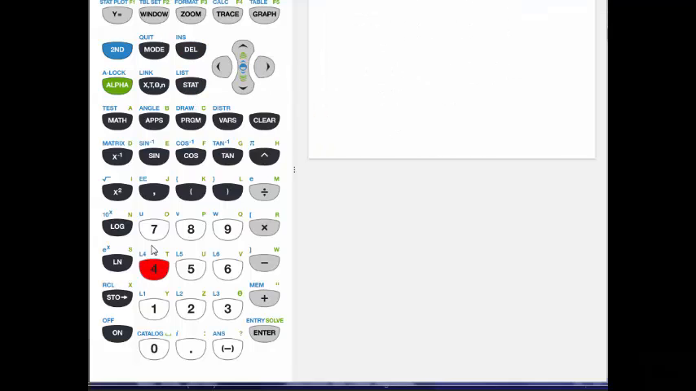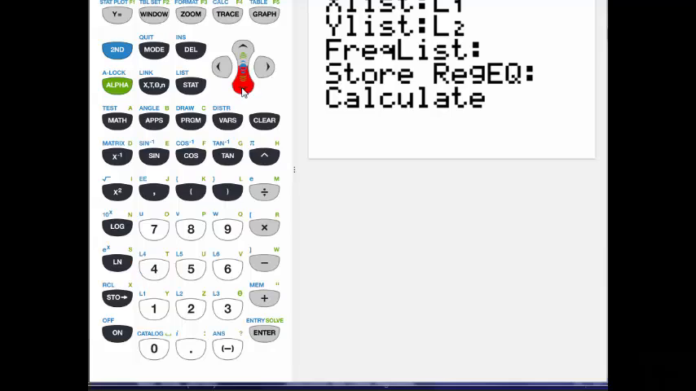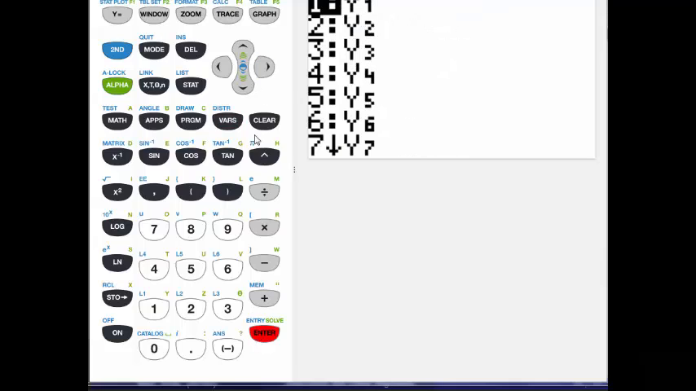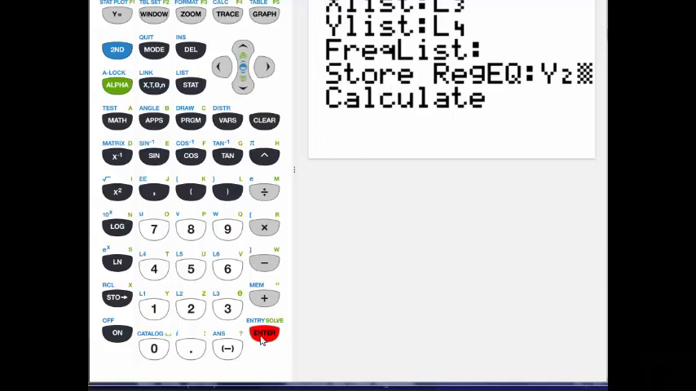Let's see, that's option 4, right? Yeah, and come down here. My X list now is list 3, remember? List 3. My Y list is list 4, and no frequency list. Store my regression equation. I've got to be careful here too. Vars, Y vars, enter, but now let's choose Y2, okay? Because I want to be able to plot both.